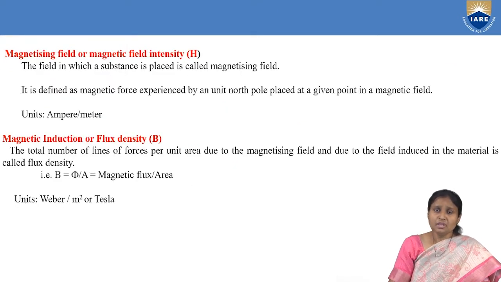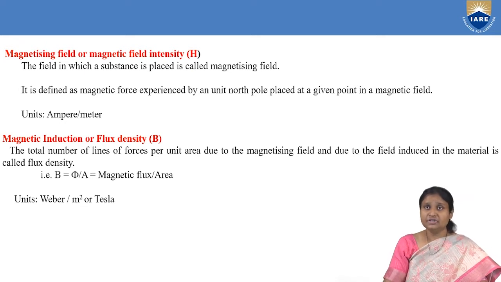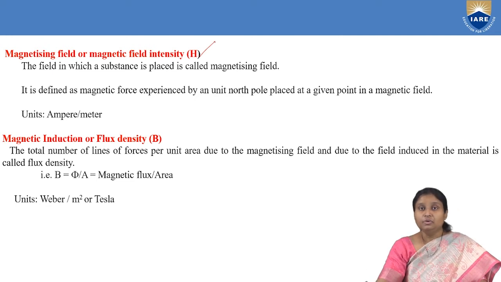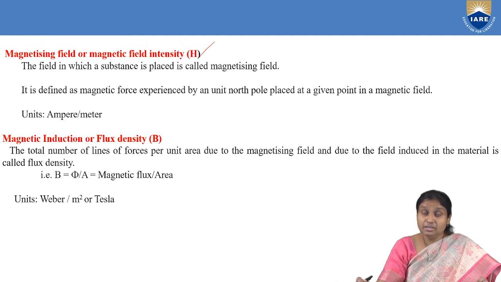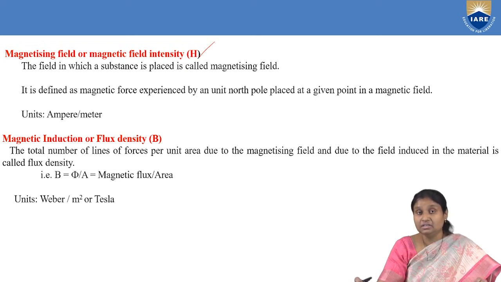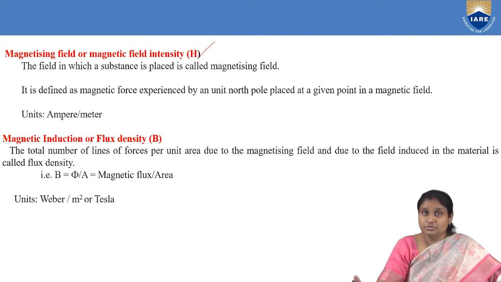So now coming to the next definition. The next definition is magnetizing field or magnetic field intensity. We know that when we are talking about current loop, sometimes we keep a material which is magnetic in nature in an external magnetic field. Here we talk about magnetic lines of force from the external applied magnetic field penetrating into the material which is placed in that field.